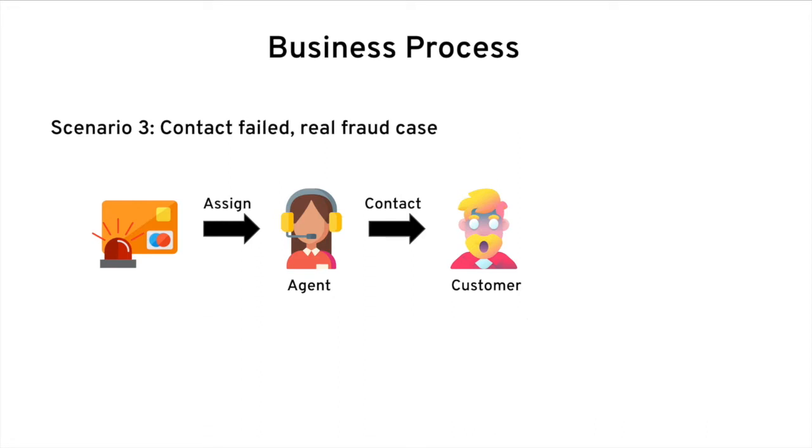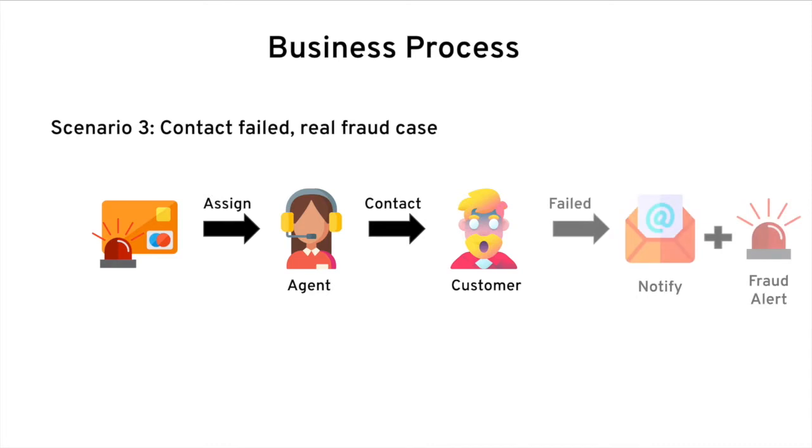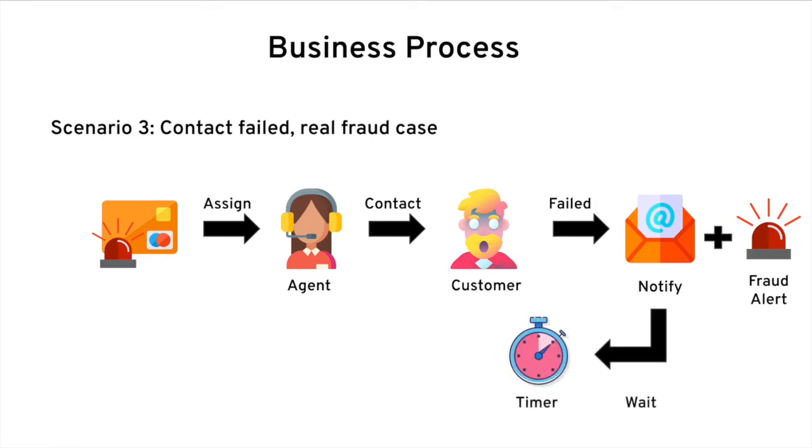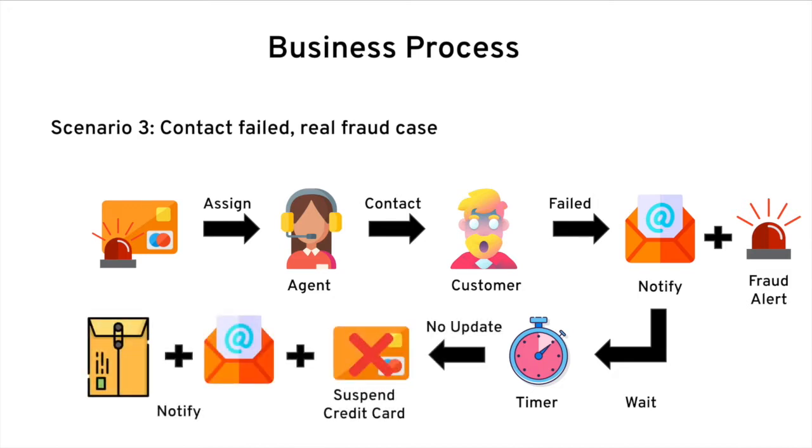Now, if the call center agent fails to contact the customer, then the system goes ahead and sends a notification for the customer, alerting him that there is a fraud case on his credit card and marks the case with an alert flag. The system then goes ahead and waits for a specific period of time and then checks again. If there is no update to the case, it immediately suspends the credit card and goes ahead and notifies the customer. Of course, if the case is marked as resolved, the system just logs that contact was made and there is no further action needed on this case.